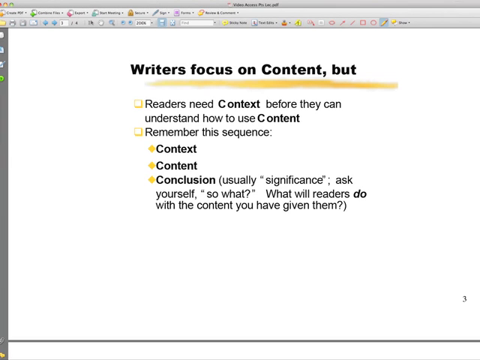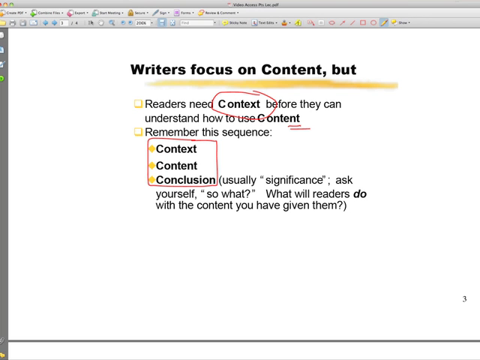Writers always focus on content. We see ourselves as content experts. That's why we always start in that need-to-tell mode. But we've also got to give our readers context before they can get the content. So remember this sequence. This is the first little mnemonic device for the class.